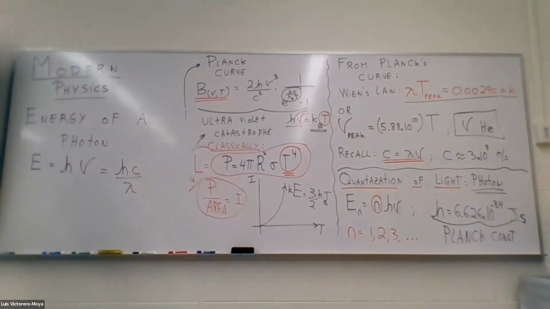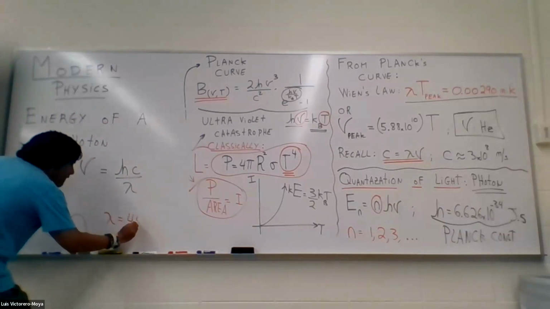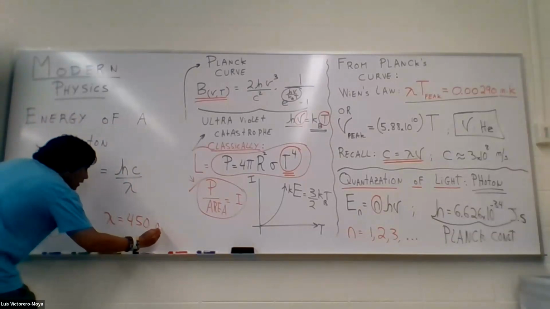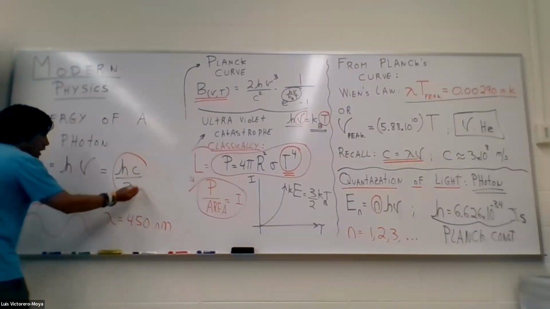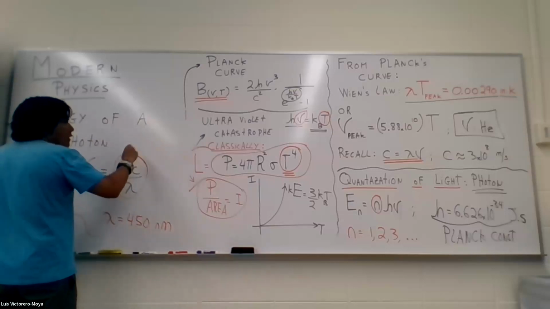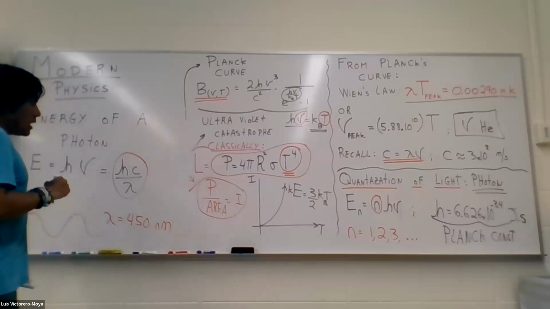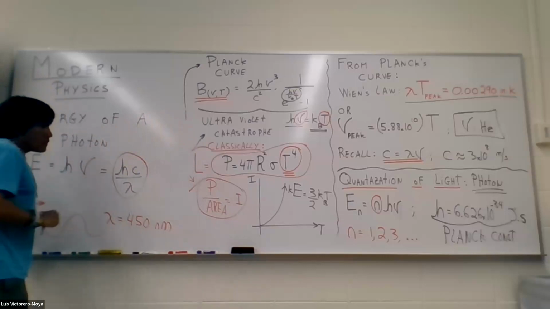They can tell you that you have light with a wavelength of 450 nanometers. So we can find the energy with this. h is the Planck constant, and c is the speed of light. So that's how you find the energy of a photon. If you have more photons, then that's when you put the n.